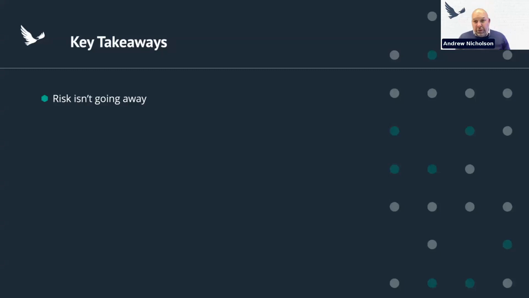But key takeaways here. Look, we all know this. Risk isn't going away. Risk is a permanent aspect of every part of our lives, and the environment that we find ourselves in as an industry, with the levels of disruption and conflict that we're seeing globally, I can't see that calming down in the near future, and we've got to find ways to manage and deal with that in an efficient and effective way.